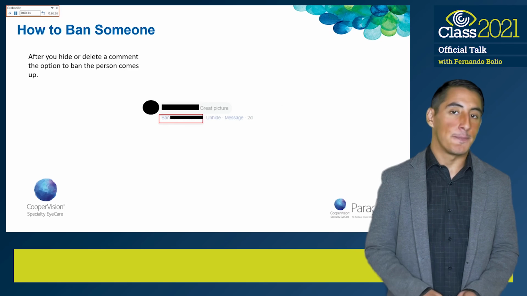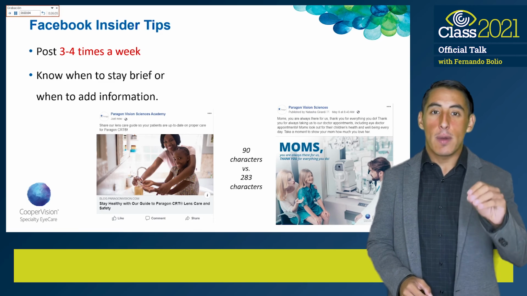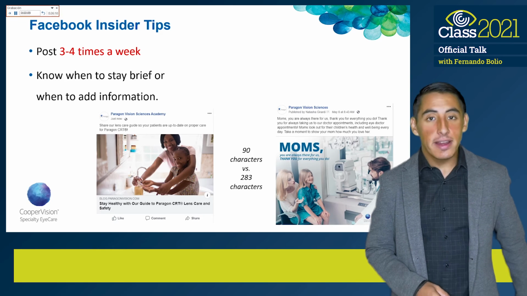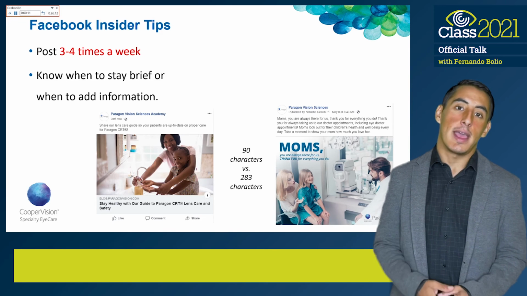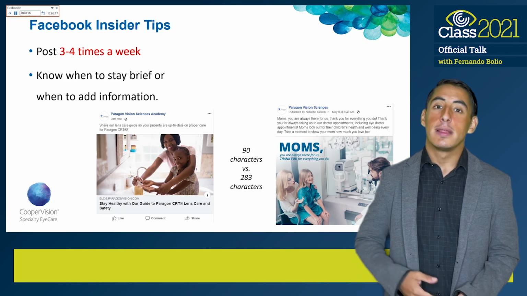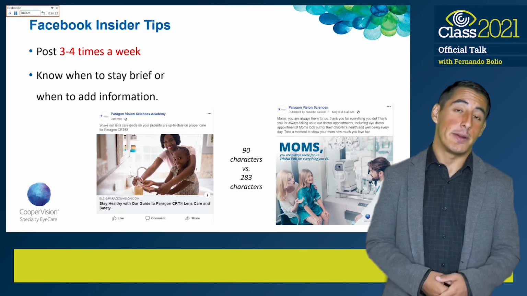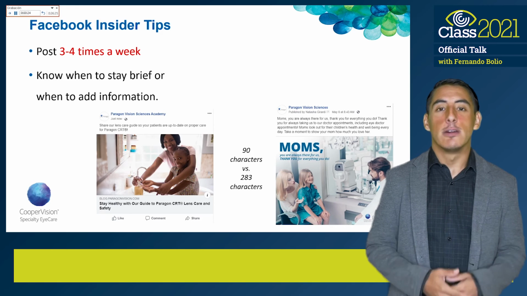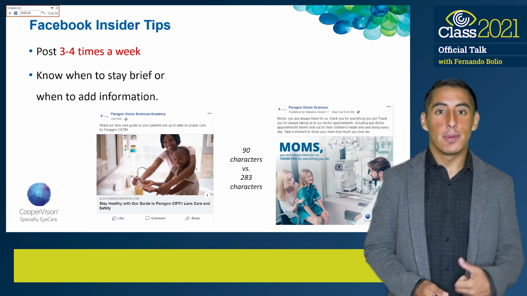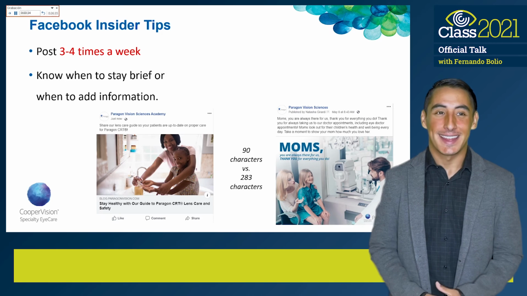Facebook insider tips. Post 3 to 4 times a week. Know when to stay brief and when to add information. Just like in this example, this is an example of 90 characters versus 283 characters. People get tired after the long day we work. Life nowadays is very demanding, and the last thing we want to see when we open our phone is an encyclopedia of something we don't know anything about. So keep it short, just like in the example of the key: being specific, one point, get close. Remember that.